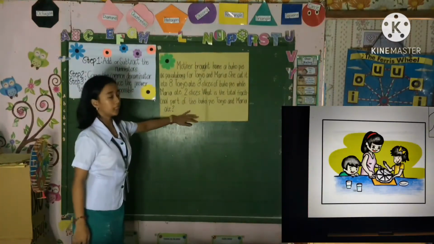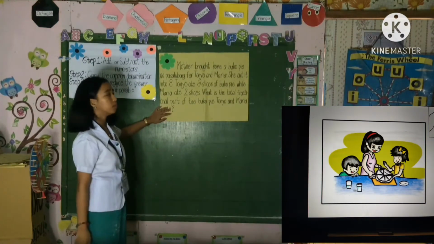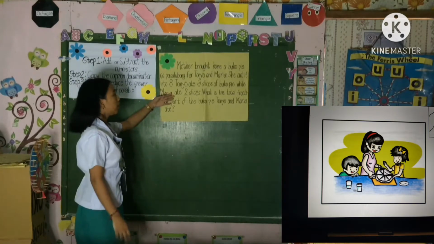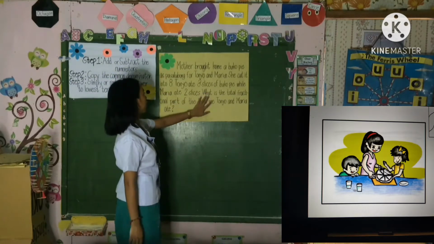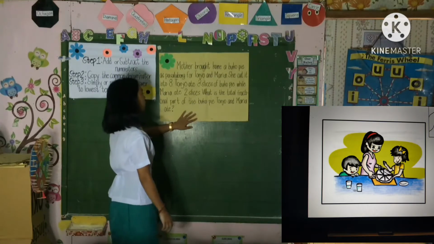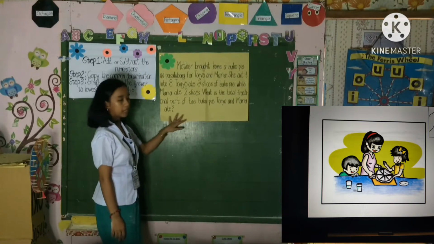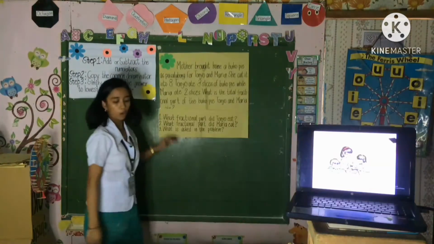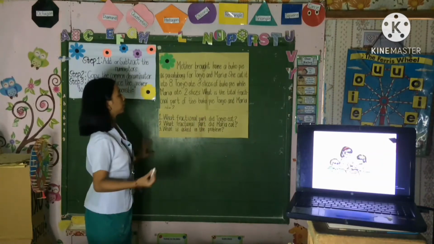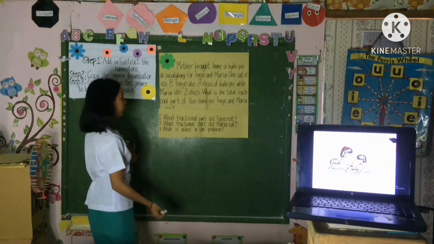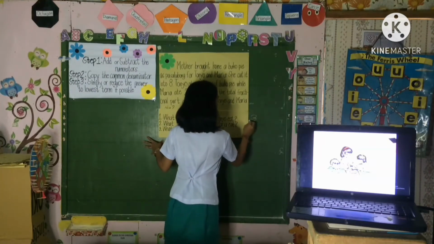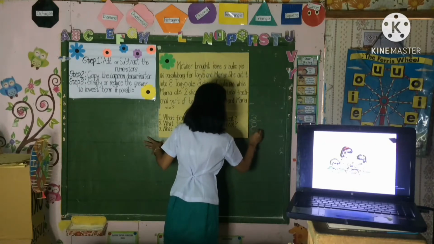So, mother brought home a buko pie as pasalubong for Tonyo and Maria. She cut it into 8. Tonyo ate 3 slices of buko pie while Maria ate 2 slices. So, what is the total fractional part of the buko pie Tonyo and Maria ate? So, this is the question. What fractional part did Tonyo eat? Anyone? Very good. It is 3 over 8 or 3 slices of buko pie.